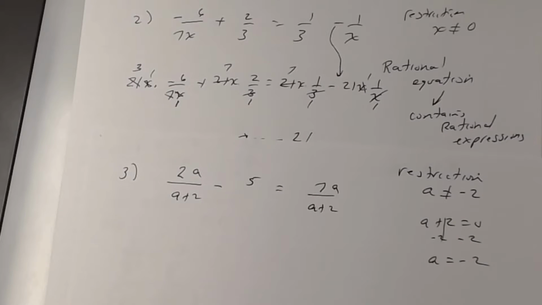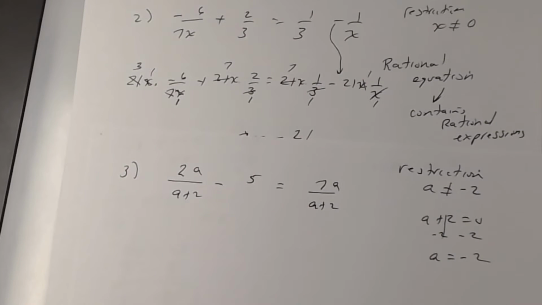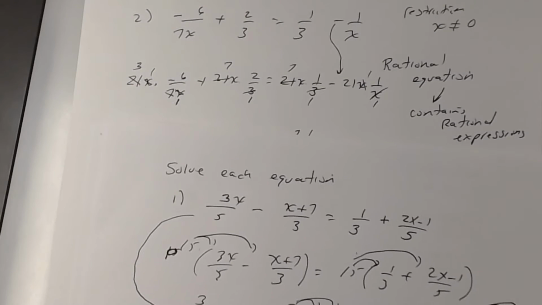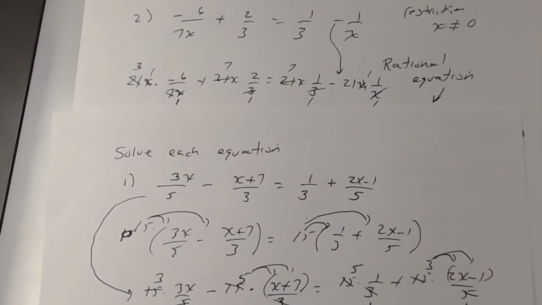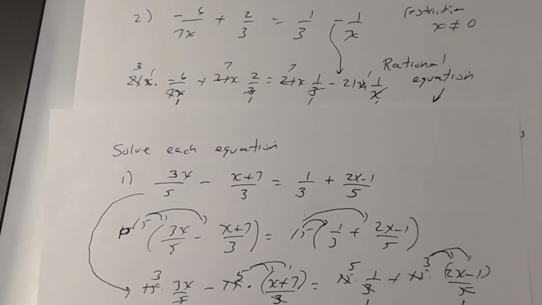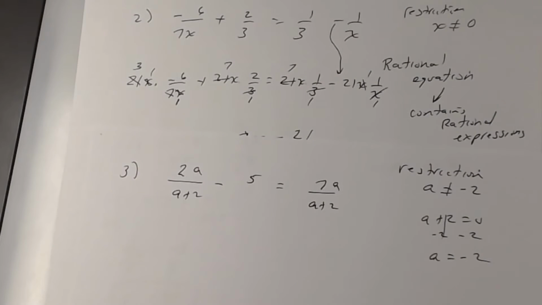That's going to be important when we get to one that involves something that doesn't work. So you have to find your restrictions when you have a rational equation. Let's go back to number 1. Did I have to worry about that there? No, because there were no variables in the denominator. You only have to worry about restrictions when your rational equations have a variable in the denominator.